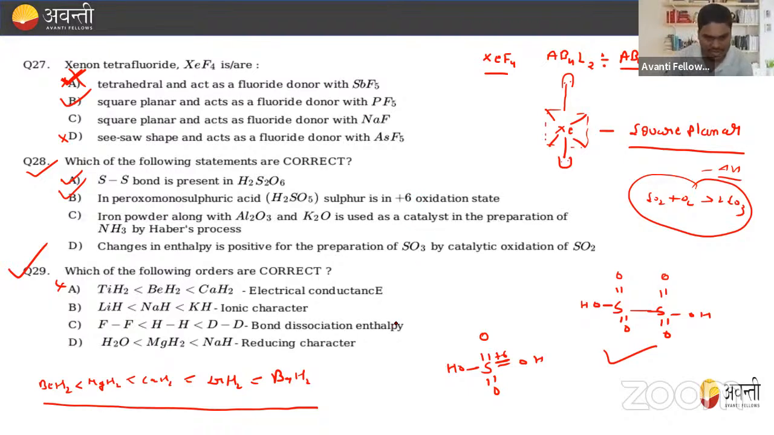Next, LiH, NaH, KH, ionic character. For ionic character, the size of the cation should be large, that is K, Na, and Li. So this is very much correct, right? So this is correct.